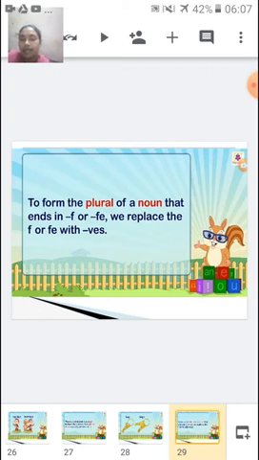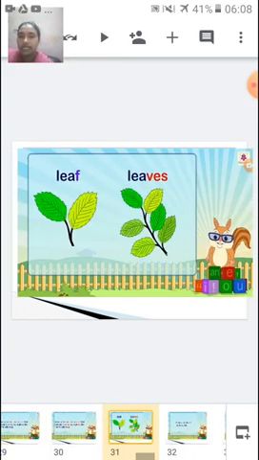The next rule we have, to form the plural of a noun that ends in F or FE, we replace the F or FE with VES. So those words which end in F or FE, we shall change into VES. For example, leaf. So F is being changed into VES, leaves.